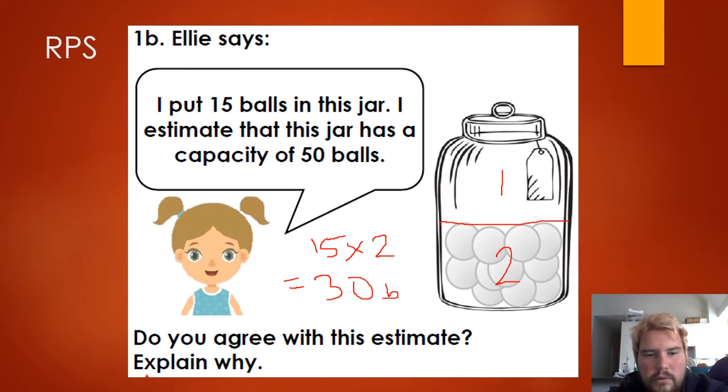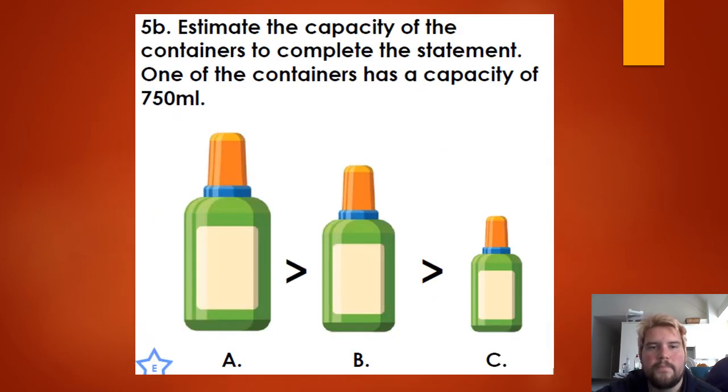B just standing for balls. Do you agree with this estimate? No. Explain why I do not. Because 15 balls takes up roughly half the jar. So the full jar would contain around 30 balls. Nice and simple. Don't worry too much about expanding your answers. Just get it done.